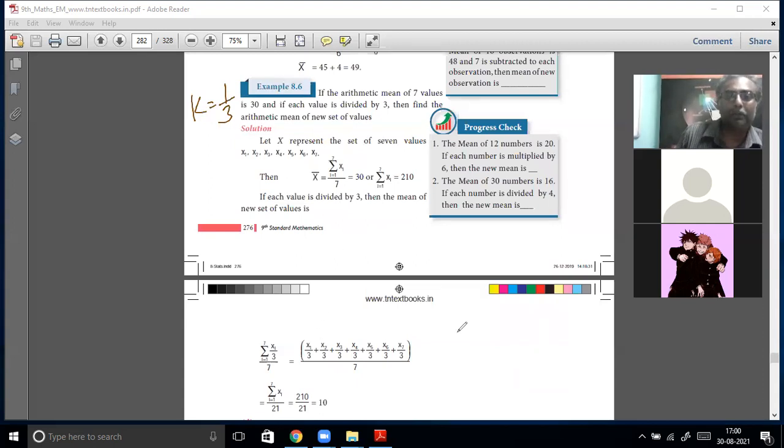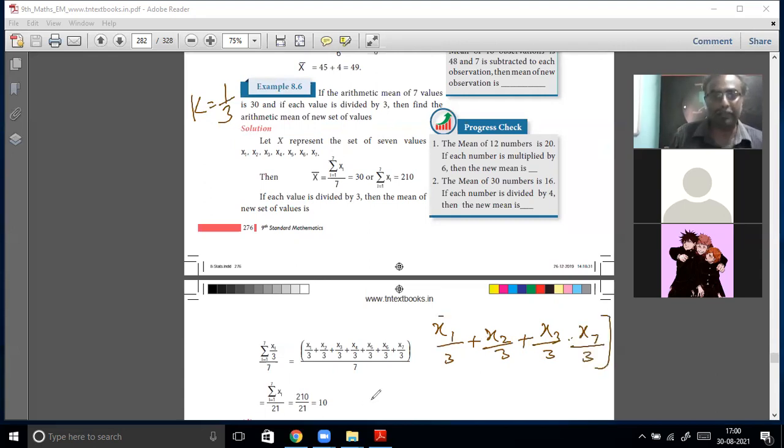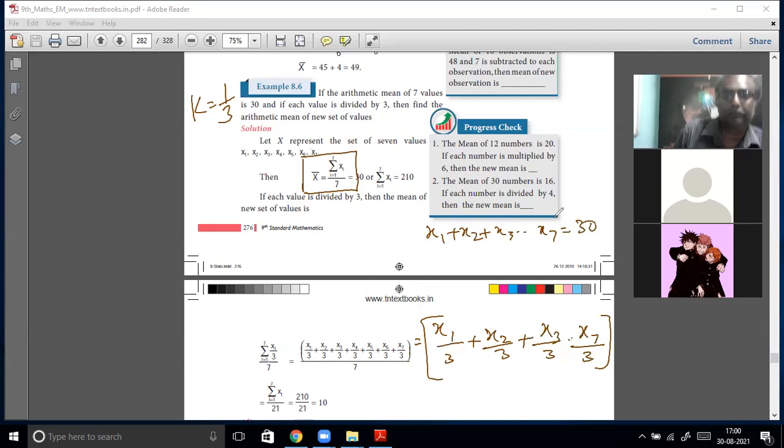So you have to take x1 by 3 plus x2 by 3 plus x3 by 3, like that up to x7 by 3. This is the new set of values. What is given is that the initial mean: x1 plus x2 plus x3 till x7 divided by 7 is equal to 30. This is given. Now what you do, take 3 as common. Then you take x1 plus x2 till x7. That is the new arithmetic mean that you have to find.